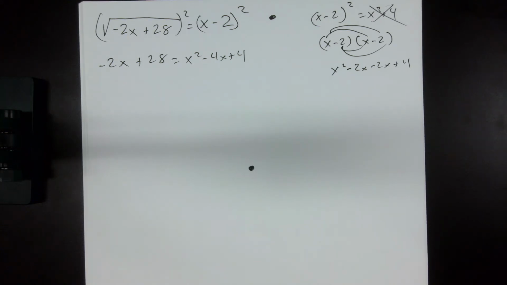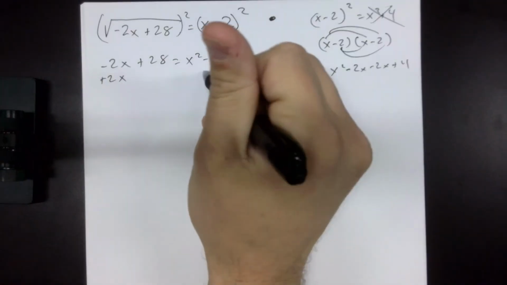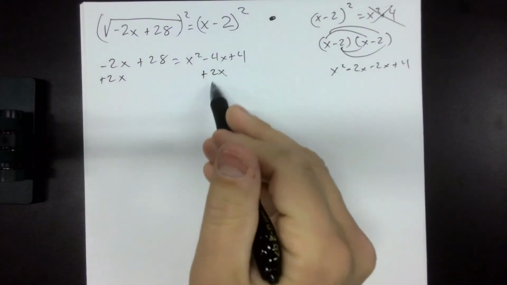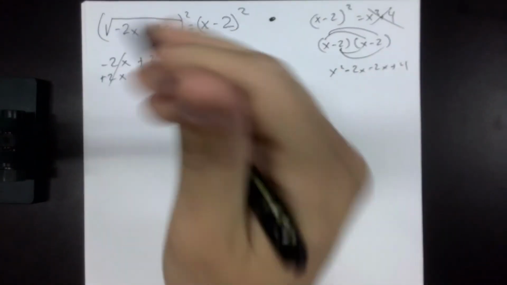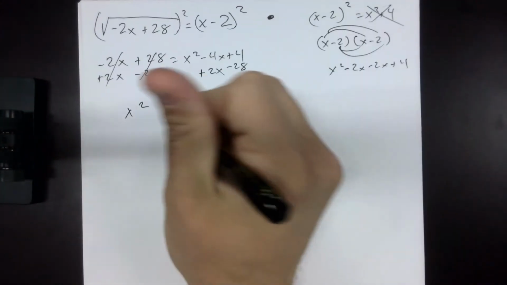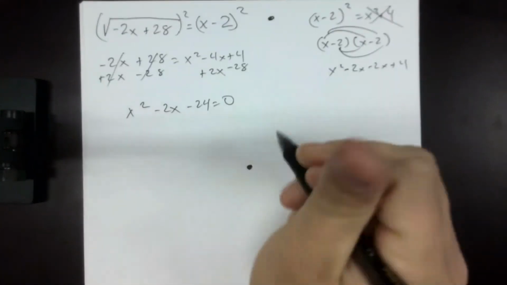Our goal right now is not to get x alone. Our goal right now is to get the equation set equal to 0. So what we're going to do is add 2x to both sides, and put it underneath its common term, and subtract 28 from both sides. So we're going to have x squared minus 2x minus 24 equals 0.